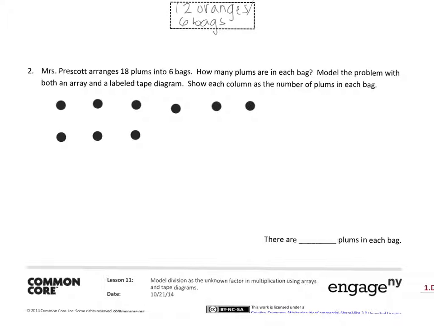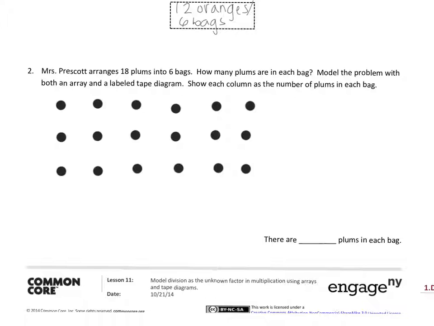So I'm going to make another row of 6, and now I have 6 plus 6, which is 12. 13, 14, 15, 16, 17, 18. So there's 18 plums that are in 6 bags. Remember, I know it doesn't look like 6 bags. It looks like 3 bags because we're used to our rows being our groups. But our columns are actually our groups of 3 this time.